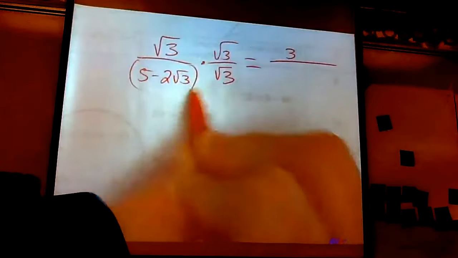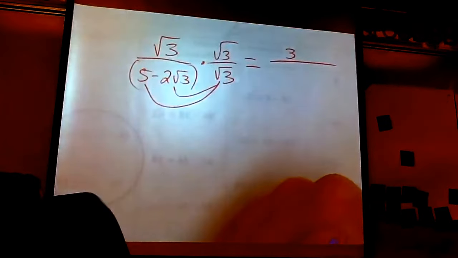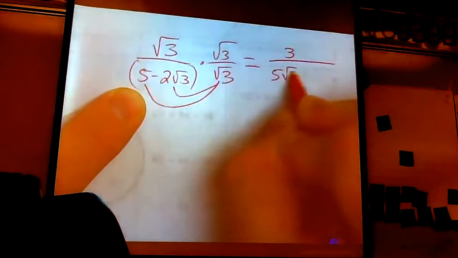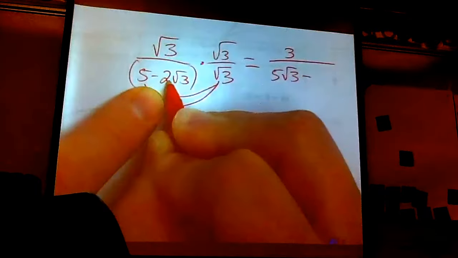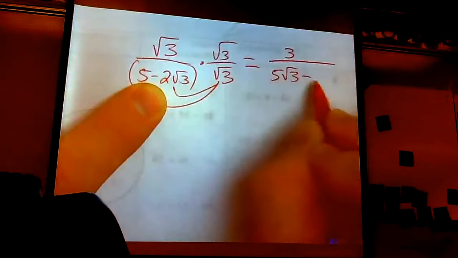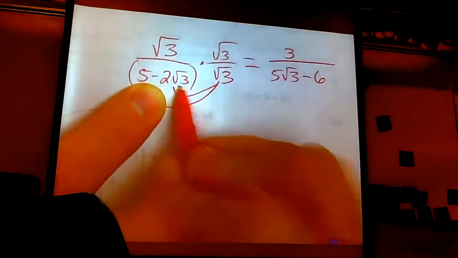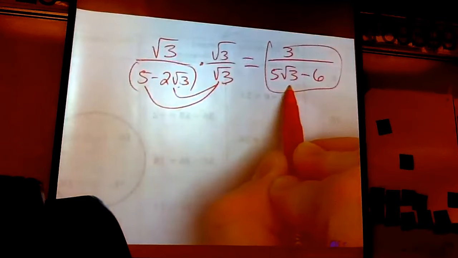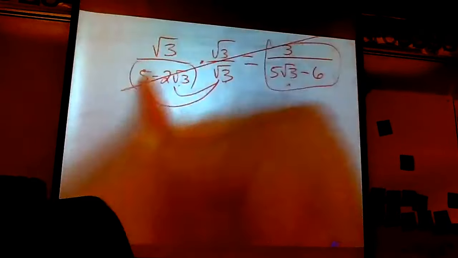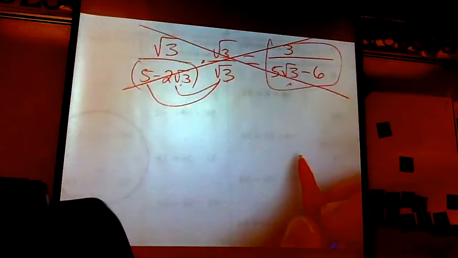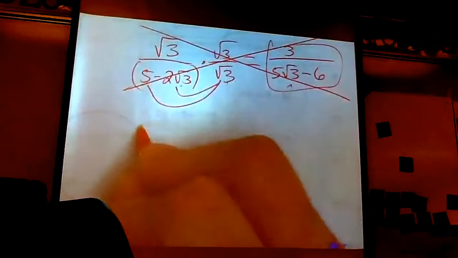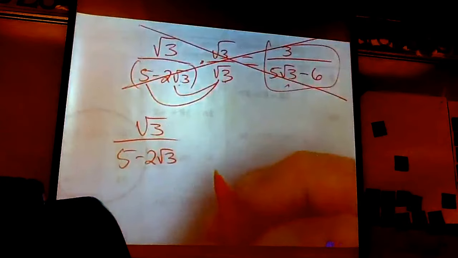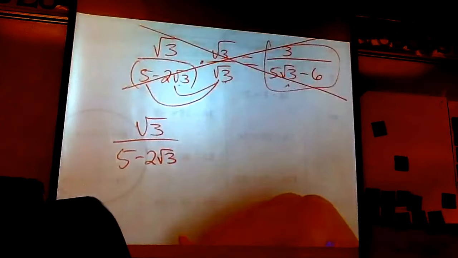You have to do this times both of these. It's the distributive property. So it would be 5 root 3 minus 2 times 3, minus 6. Square root of 3 times square root of 3 is 3, times 2 is 6. So you still have a radical on the bottom. So that doesn't work. Don't we square it? Square root of 3 over 5 minus 2 radical 3. To square something is to multiply by itself.